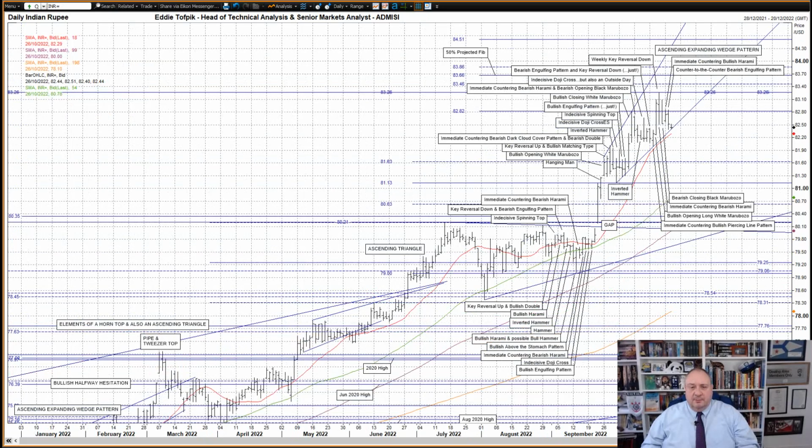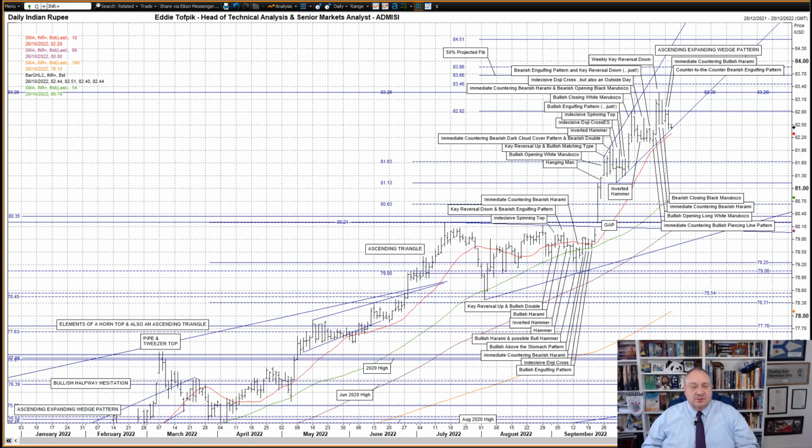US dollar against the Indian rupee. A counter to the counter bearish engulfing pattern yesterday as the market continues to explore the possibilities of the September to date ascending expanding wedge pattern. That's currently between 82.41 and 84.35.